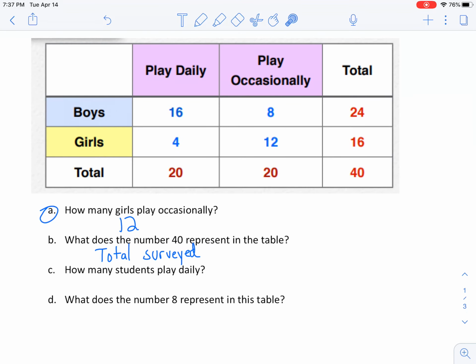Okay. How many students play daily? All right. So it doesn't say how many boys, it doesn't say how many girls, but rather it says how many students, right? So it just wants to know total number of students that play daily. Well, there's 16 boys plus the 4 girls gives you a total 20 students daily.